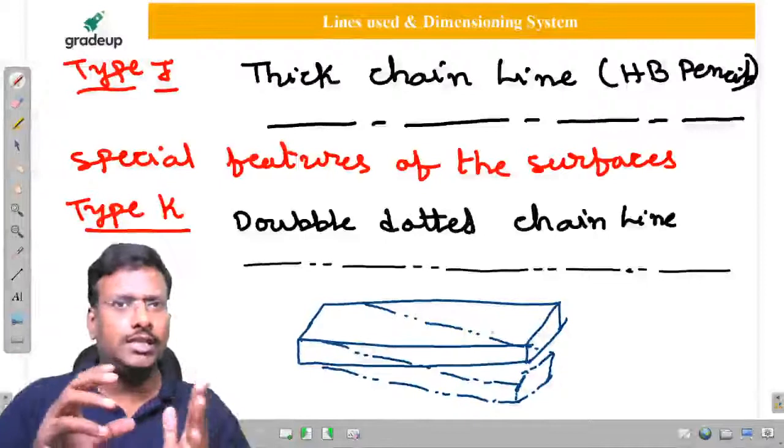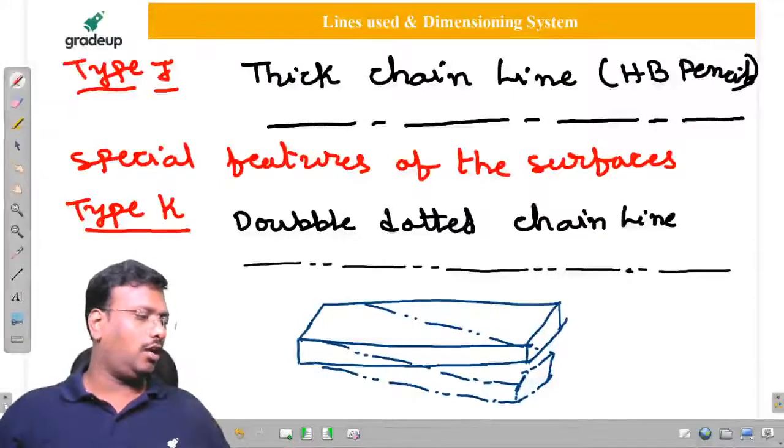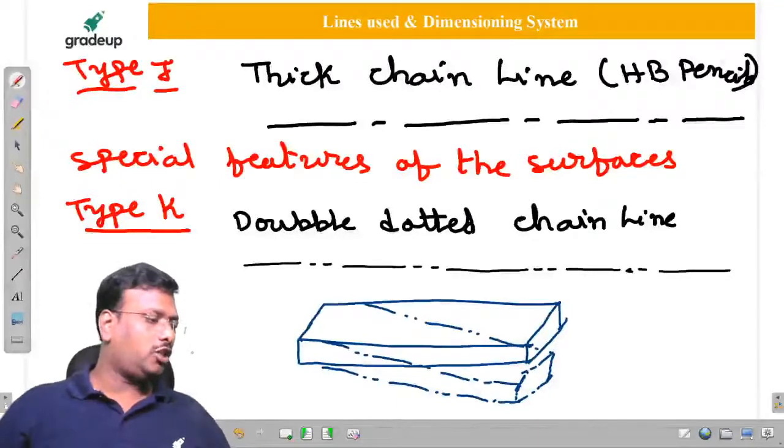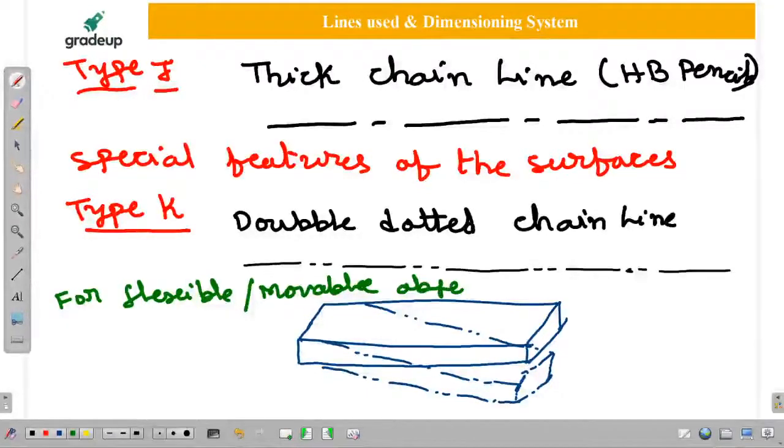So whenever it is a movable object, in order to represent the extreme positions of movable objects, we are going to use it. So where are we going to use it? For flexible or movable objects. Another extreme is going to be represented like this.